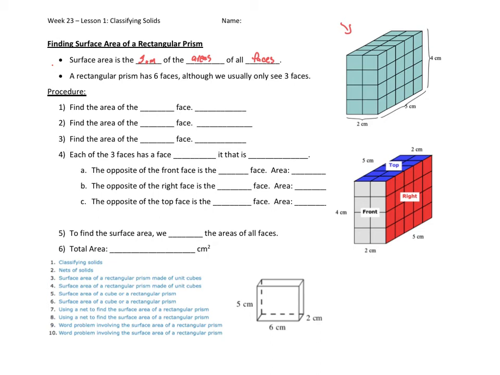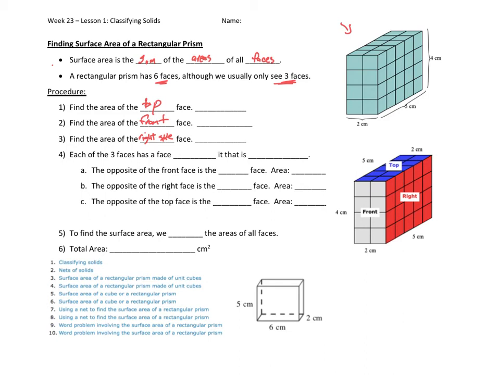So a rectangular prism has 6 faces, we said. We only see 3 faces here. We see a top, we see a front, and we see one side. I'm going to call it the right side.